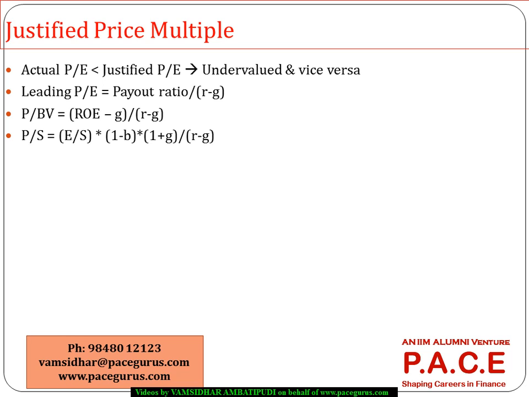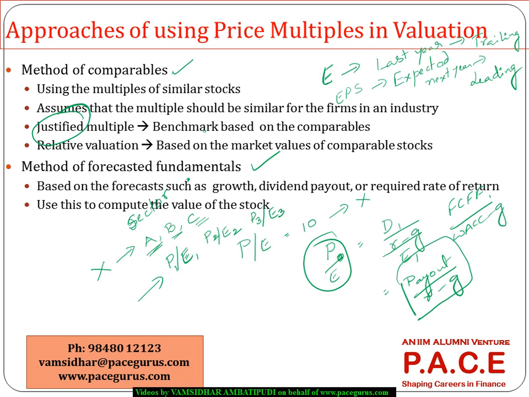Now, in these multiples, if I am using comparables, the first thing I need to know is what the justified multiple is. Depending on the method that I am using, if I am using the method of comparables, some arithmetic on those comparable stocks can decide my benchmark or justified multiple. But when I am going with the forecasted fundamentals approach, whatever P by E comes through this formula based mechanism, that is what we call the justified multiple.